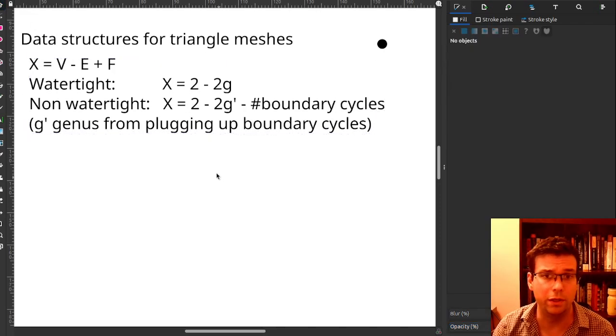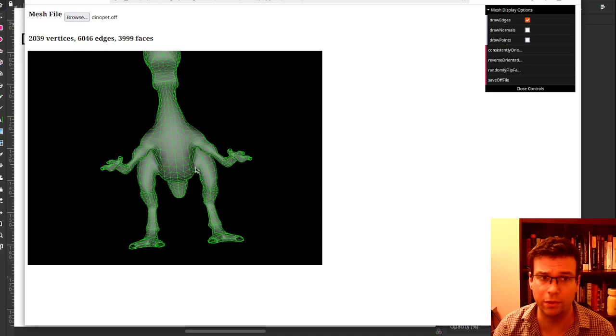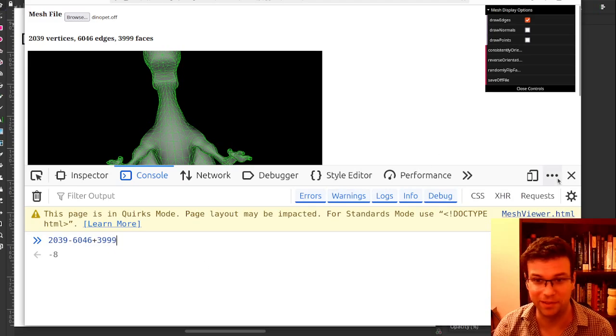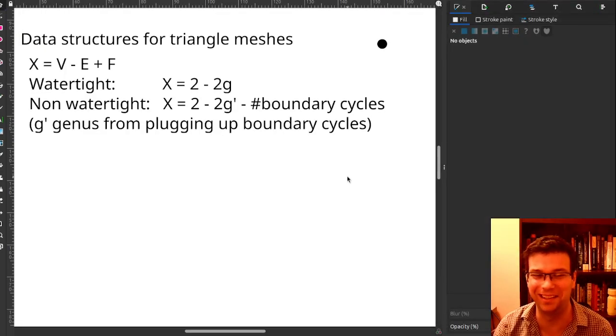All right, so here the genus, if I plug these up again, would be 0. So 2 minus 0 minus 10. So this Euler characteristic should actually be negative 8. If we look at that, I got 2039 minus 6046 plus 3999, and indeed, I get negative 8. So that's kind of magical. Pretty cool, right?